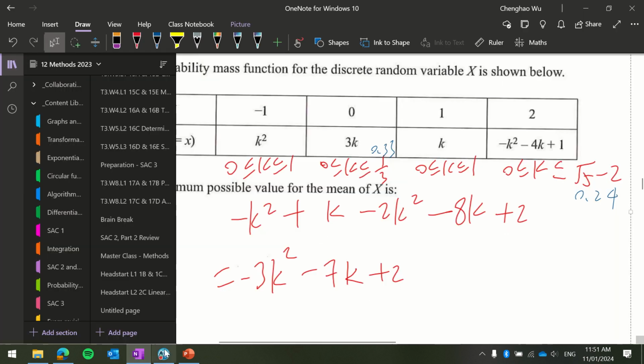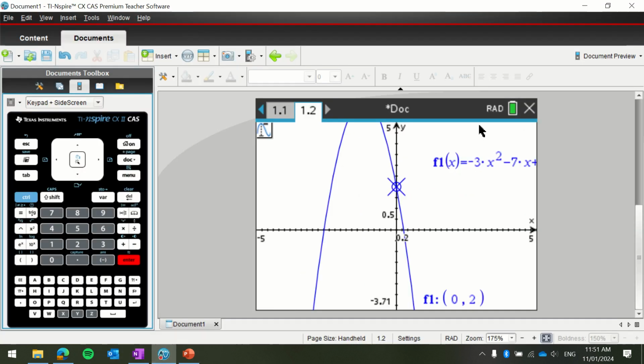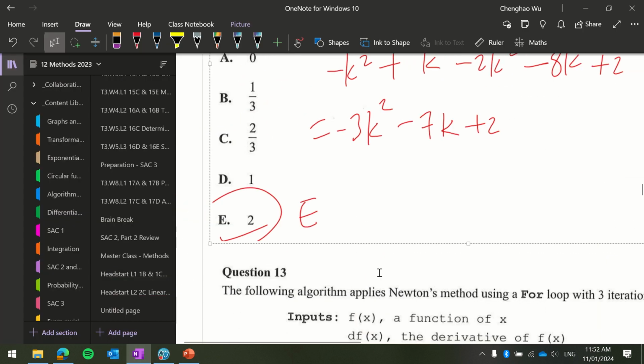So basically, from 0.24, I have determined a domain for my mean function, k and mean. The horizontal is k, the vertical is mean. And once I have the domain, I look at it and go, okay, it's not this end of the domain, it's the other end, because it's taller. So the maximum mean is 2.